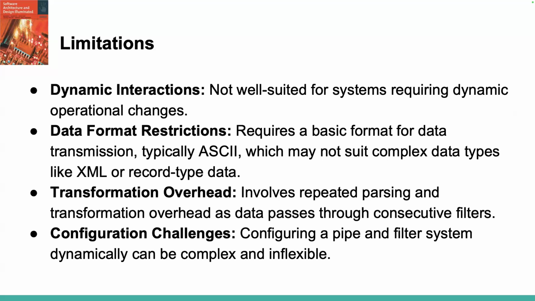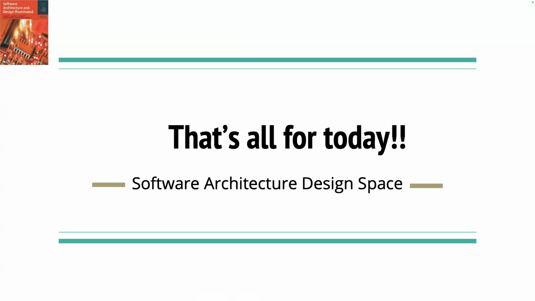That's a wrap for today's lecture. We've covered the pipe and filter architecture, a powerful tool for managing data flow in software systems. This architecture allows for modular concurrent processing and is particularly effective in distributed systems and real-time applications. However, it's important to be mindful of its limitations, especially when dealing with complex data formats or dynamic interactions.